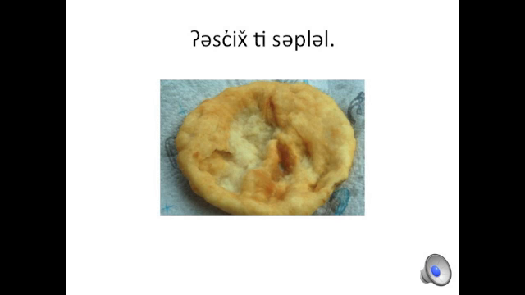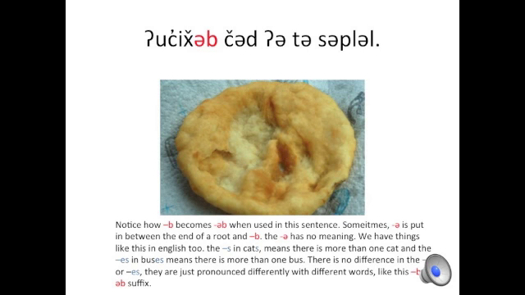Astech ti saplal, so the bread is fried. Astech is our conditional verb that's describing the bread. It's fried. And then we add the be suffix and it becomes the action of frying. Otzechab ched ata saplal. I am frying the bread. Notice how be becomes ub when used in this sentence.